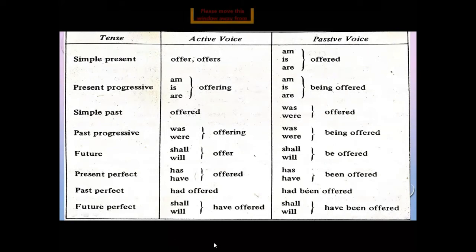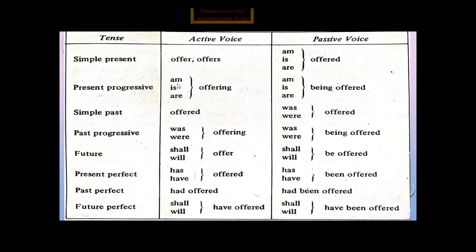So am, is, or are will be used as the auxiliary verb in the passive, just like she is offered, I am offered, we are offered. This is passive voice.